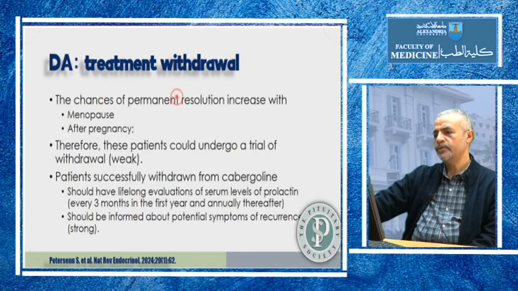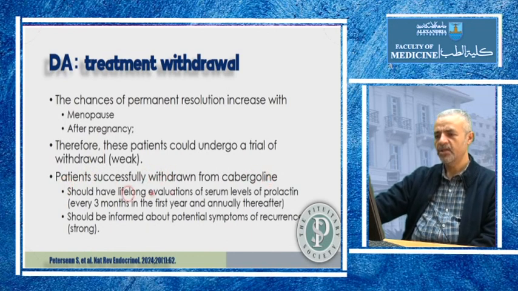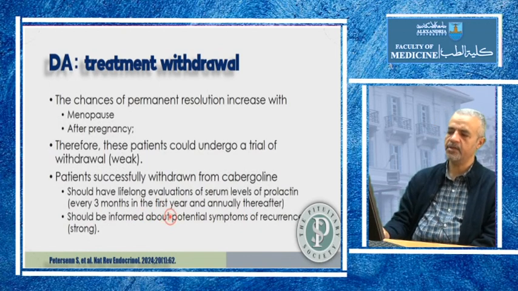The chances of permanent resolution increase at menopause and after pregnancy, so you have to remember these two golden times if you wish to withdraw the treatment from your patient. If you have successfully withdrawn the cabergoline, you should have lifelong evaluation of serum prolactin every 3 months in the first year, and then annually, and you should inform your patient about the symptoms of recurrence.